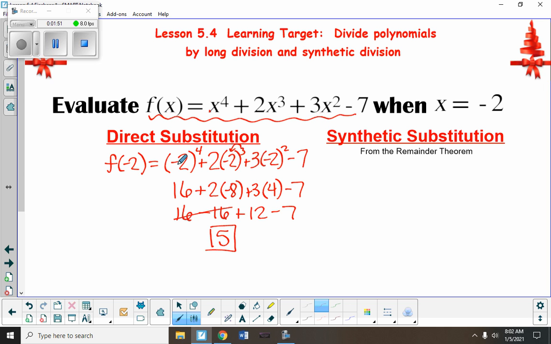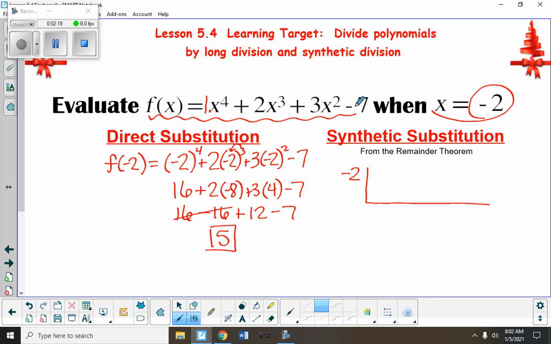So there's this other method called synthetic substitution, and it uses what's called the remainder theorem. And to do it, first of all, we're going to make an upside down division box, and we're going to take the number that we're substituting in and put it right out front. So the next thing we do is we look at what we're plugging into, and we look at the coefficients. So we have a 1, 2, 3, and a negative 7.